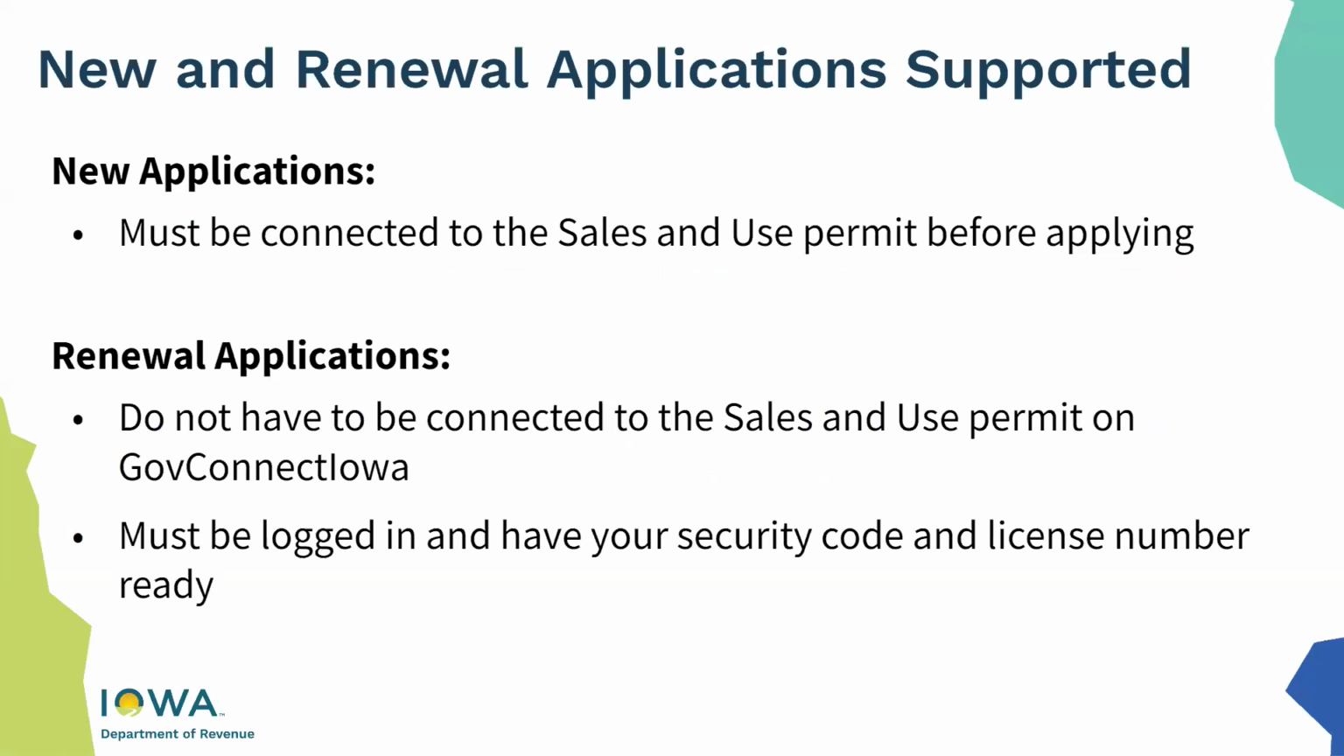So for new applications, they must be connected to the sales and use permit before applying. Renewal applications do not have to be connected to the sales and use permit on GovConnect, but they must be logged in and have a security code and license number ready. That security code, just so you're aware, is sent to you via email when you receive your 70-day renewal application. You'll be able to find that security code in that first email.